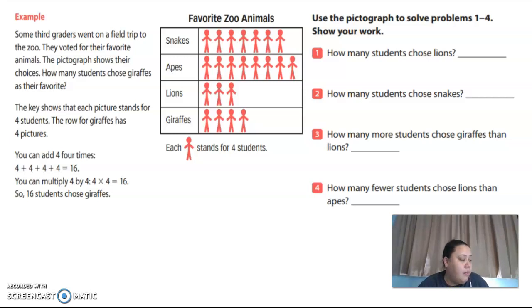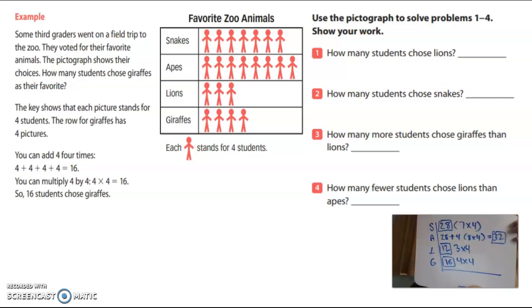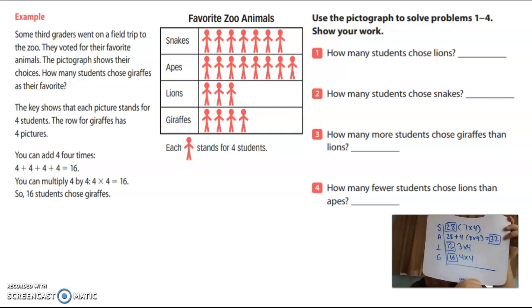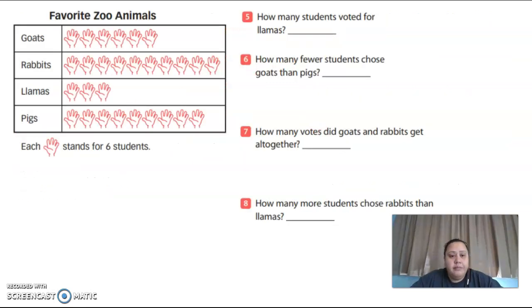Well, we know based on filling in our data that 32 students chose apes. And how many chose lions? Well, 12 chose lions. So how many fewer students chose lions? Well, 32 minus 12 is 20. So 20 fewer students chose lions, okay? We're going to keep going.